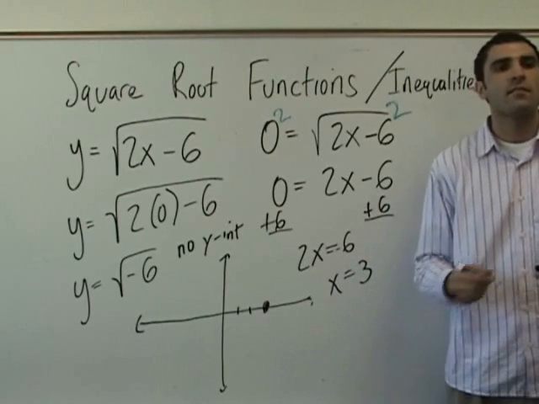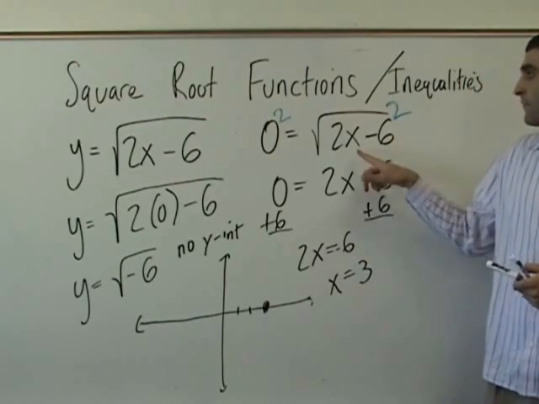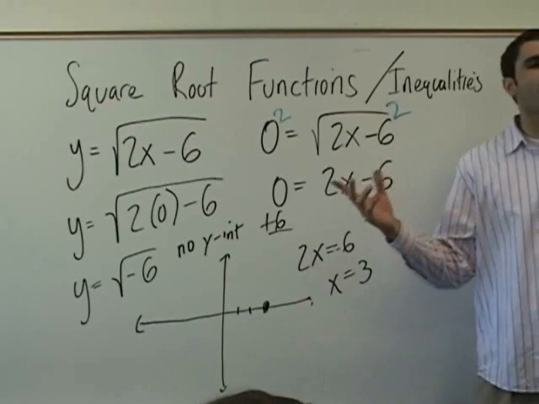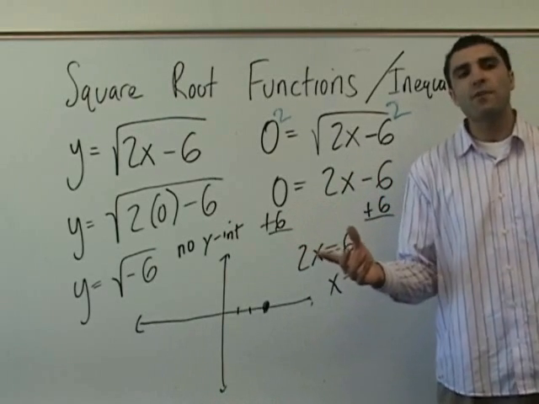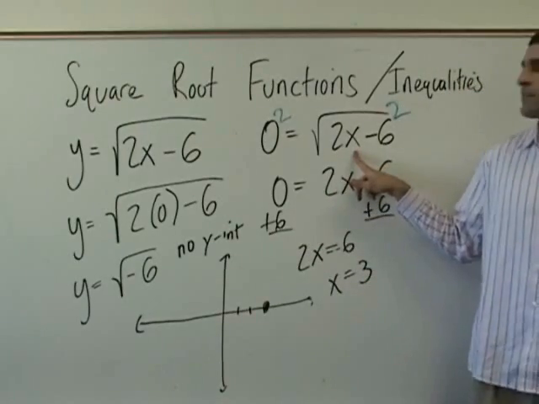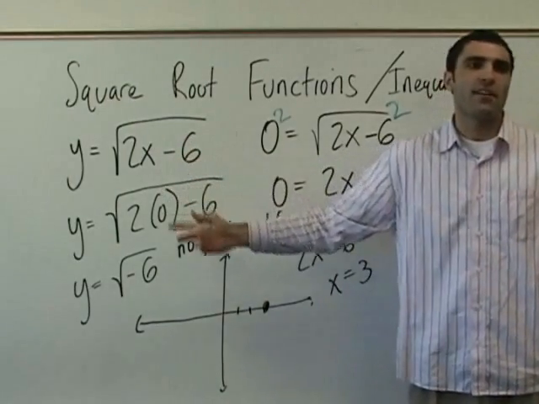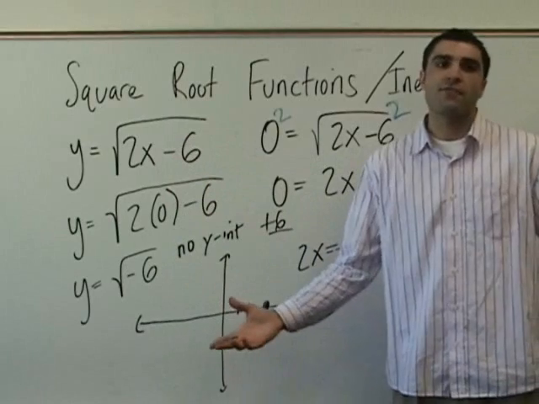Do you want to pick 4? You can pick any point. If we picked 4, what would we get under here? 2. Square root of 2. All right, square root of 2 is like 1.4 something. That's fine. It would be okay.